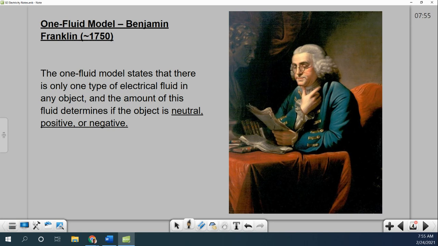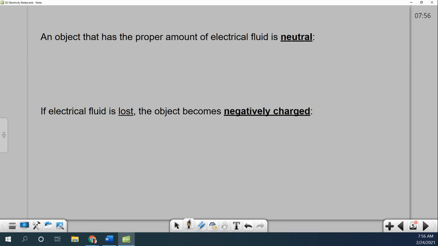But his model of one fluid states that there's only one type of electrical fluid in any object. So every object has an electric fluid. The amount of that fluid determines if it is neutral, positive, or negative. So it's just how much you've got. That's all. There's no positive and negative fluids. This is just electric fluid. And depending on how much you've got, that'll tell you if it's going to act positively, negatively, or neutral.